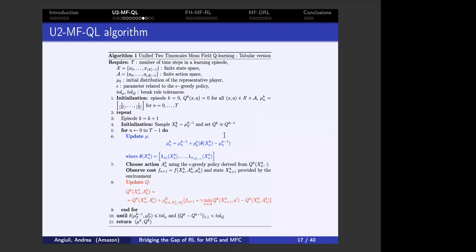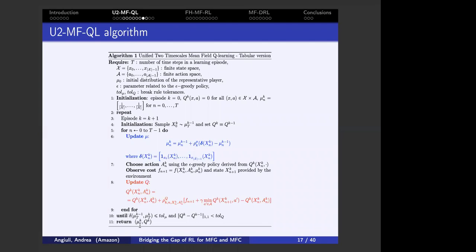Now we iterate over different learning episodes, and at each of these episodes, we run paths between 0 and capital T, where T is large, and we have two update rules. One is for the distribution of the population, based on the current observed state x_n^k, and there is also an update rule for the Q function, which is derived from the Bellman equation that we saw in the previous slides. So the main role in this algorithm is played by the two learning rates, rho_mu and rho_Q, and we will show in a minute how the difference between them gives different results in the solution.